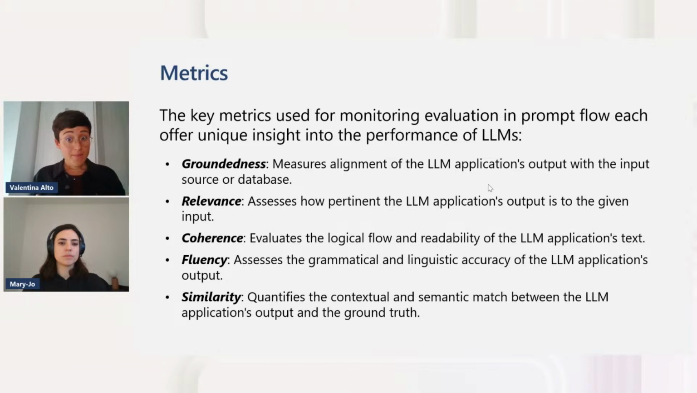We have fluency, that's literally the concept that we refer to when we talk about natural language between human beings. So it's the grammatical and linguistic accuracy of the LLM application's output. How fluent is the output in natural language? And finally, we have the similarity that quantifies the contextual and semantic match between the LLM application's output and the ground truth. So again, this is something that is mainly useful whenever we have some provided external knowledge in order to be reliable as a metric.